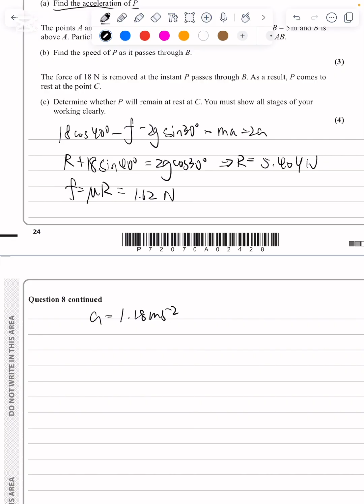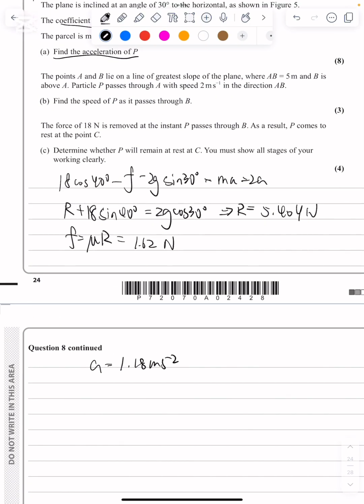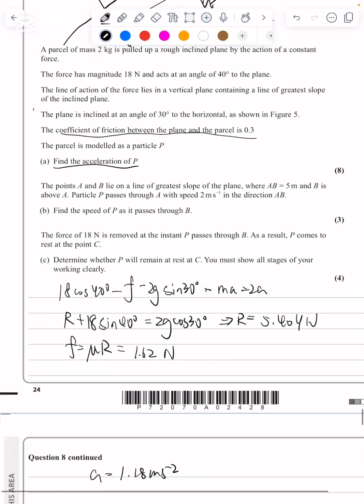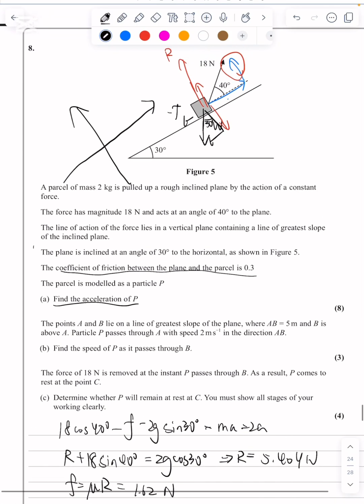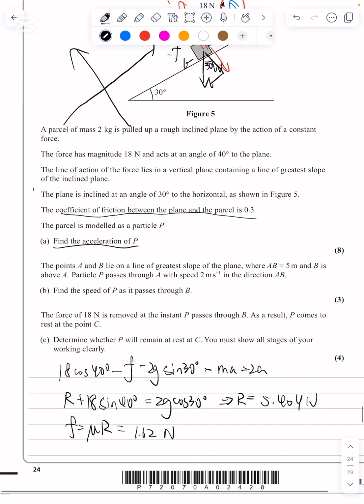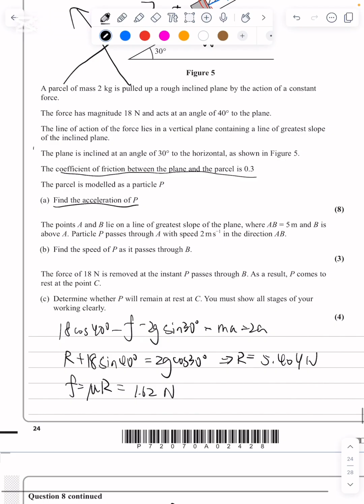Okay, part B. The points A and B lie on the line of greatest slope of the plane, whatever this means. And AB is 5 meters, B is above A.